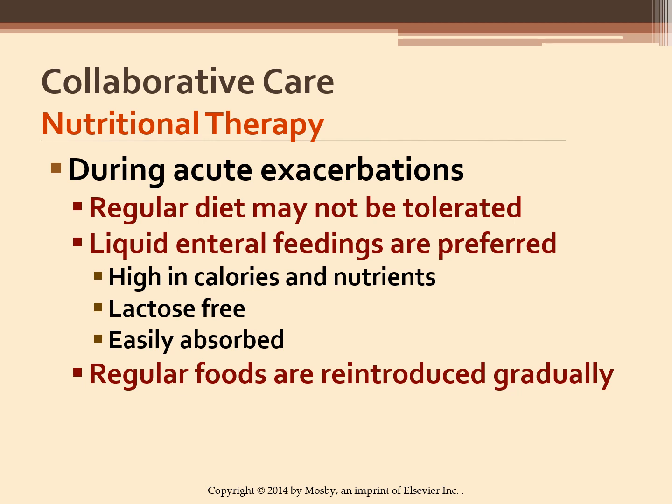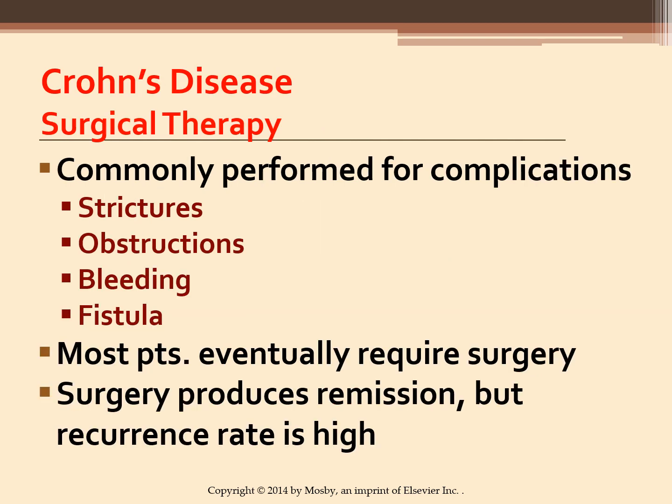Parenteral nutrition is not as preferred because atrophy of the gut and bacterial overgrowth occur when the GI system is not used. So we don't want to avoid using the GI system at all. We want to give them items that are easy to absorb nutritionally. Then regular foods are reintroduced gradually. We want to look for food intolerances and sensitivities and educate the patients to not go towards those diets and those food options.